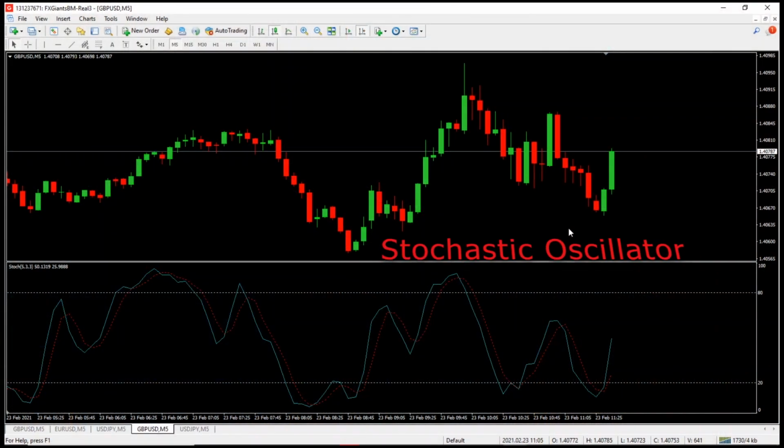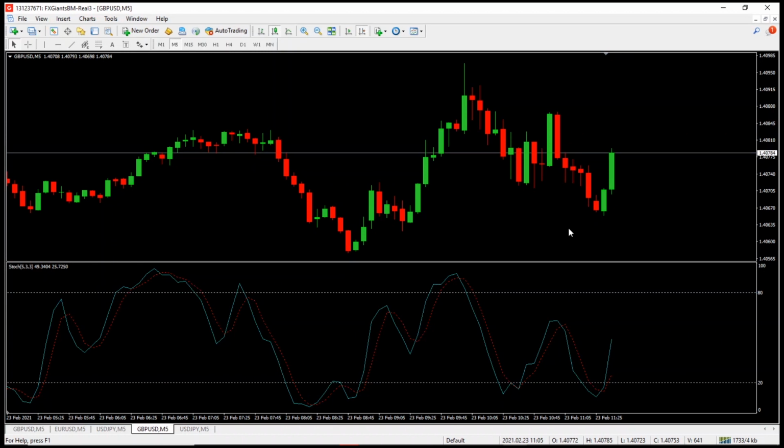Stochastic oscillator is a very popular technical analysis tool developed by George Lane, a famous technical analyst, based on the premise that prices tend to close near the high of the candlestick during upward price movement and near the lower end of the candlestick during downward movement.